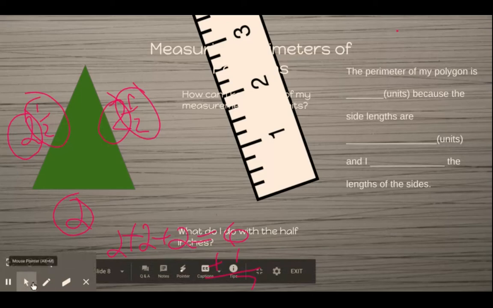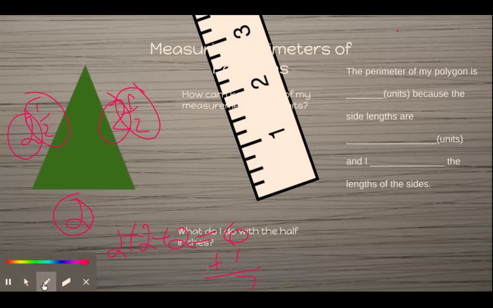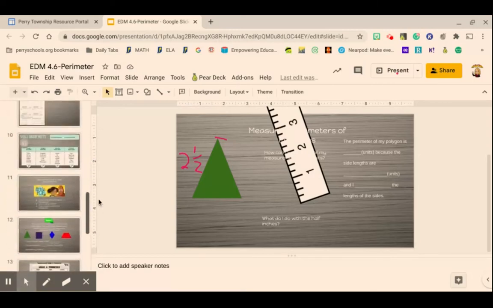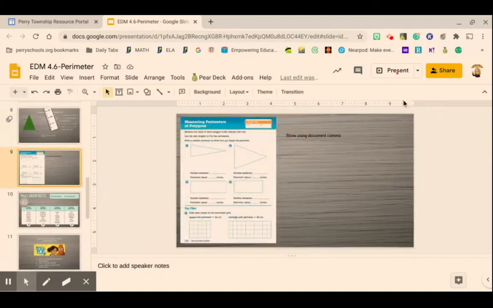So when I go to write it in my sentence frame, the perimeter of my polygon is 7 inches because the lengths are 2, 2.5, and 2.5. And I added those lengths together, added the sides together. So what we're going to do next is we are going to look in your math journal at page 114. And you're actually going to need your home link as well.